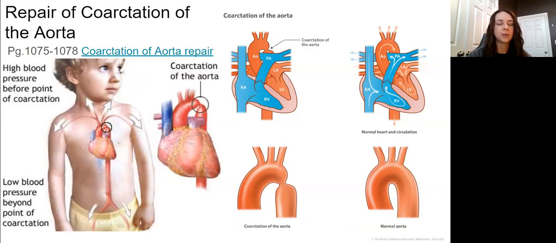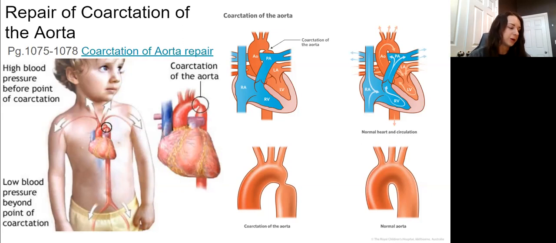The high blood pressure before the point of coarctation is one issue, and then the other issue is the low blood pressure beyond the point of the coarctation. So you can see in this picture where the coarctation usually appears, but it's a major stenosis in the vessel. So the blood isn't flowing through there properly. So that's why we need to go in here and repair this one.